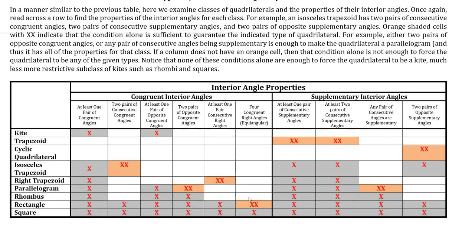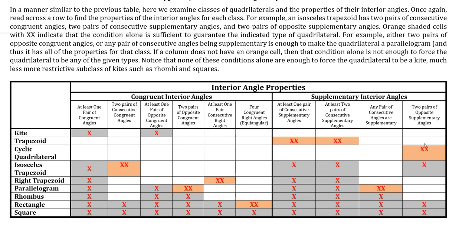So again, we can sort of read this two ways. Which ones have at least two pair of consecutive supplementary angles? Well, that would be trapezoids and all special kinds of trapezoids, including isosceles trapezoids, right trapezoids, parallelograms, rhombi, rectangles, and squares. Which ones have any pair of consecutive angles supplementary? That's enough to make it a parallelogram. So other types of parallelograms have that property as well, special types.